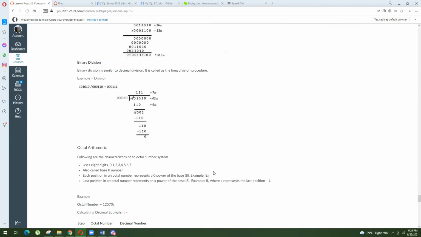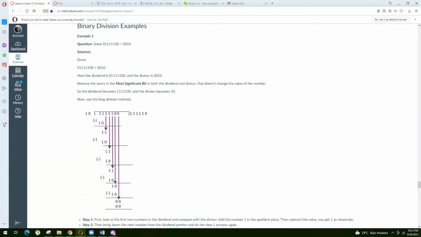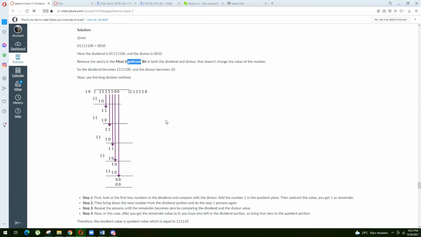Okay. For the division, similar to decimal division, it is called the long division procedure. All you need to do is to divide the given numbers. So for example, okay, so for binary division example, suppose we have here this number to be divided by this number. So first we remove the preceding zeros from the most significant bit. After doing that, we must compare the number of bits of the divisor to the number of bits in the dividend. Okay, we compare the divisor with the dividend.